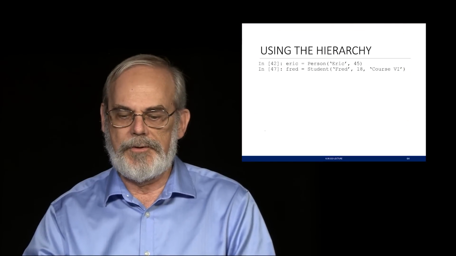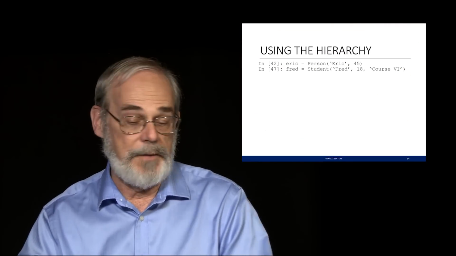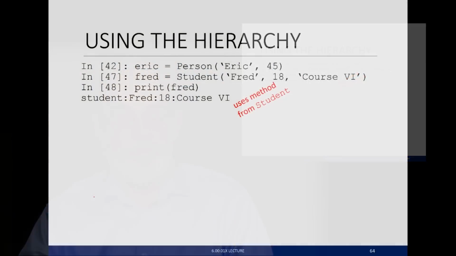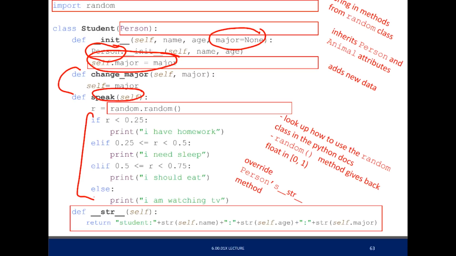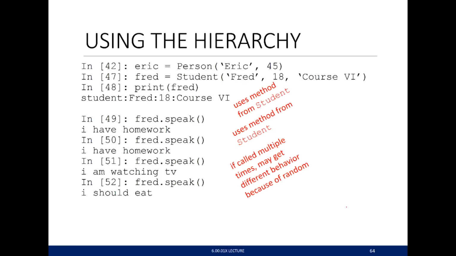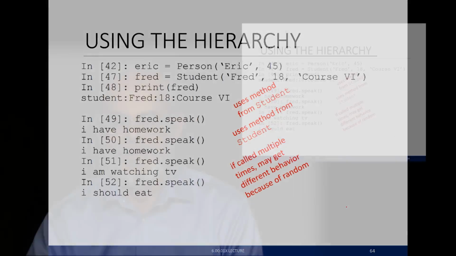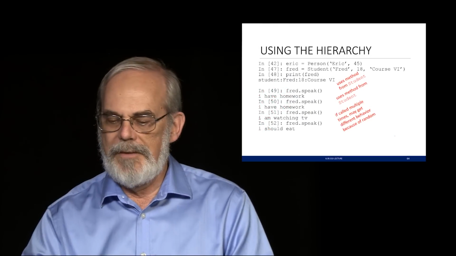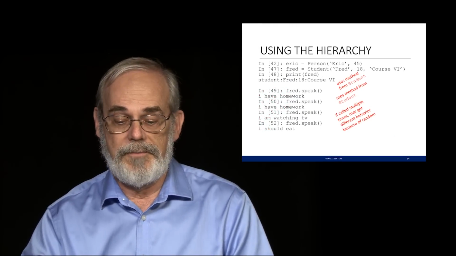All right, let's see what happens if we create people. I've got Eric, I've got Fred, and I'm simply now going to show you what happens here. If I print out Fred, because if I go back here for a second, there's the string method. It was the label student, the name, the age, and the major. Printing out Fred prints out something different because it uses the method from student. If I ask Fred to talk, well, I can do it multiple times. And in fact, the behavior changes here because each time I call it, it computes a random number between 0 and 1, and based on that value, it either says I have homework, I'm watching TV, or I'm really starving and I should go eat. Again, Fred tells me which speak method to do, and that's really nice because I don't get confused about which behavior I want to have.